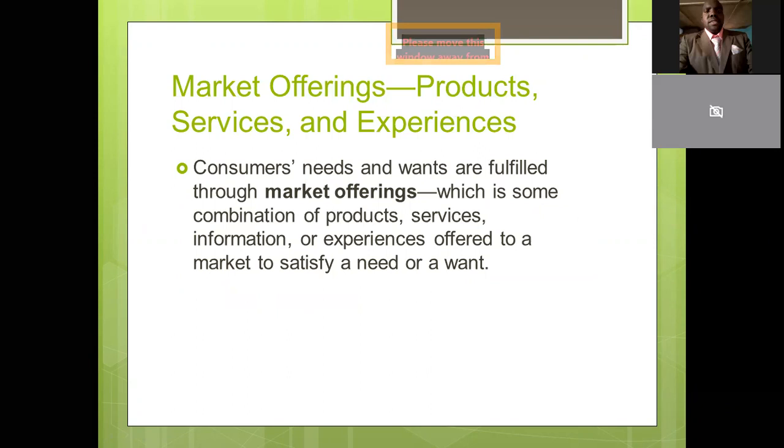So we have now market offerings: products, services, and experiences. Consumer needs and wants are fulfilled through market offerings. Market offerings now is some combination of products, services, information, or experiences offered to a market to satisfy a need or a want. Okay.